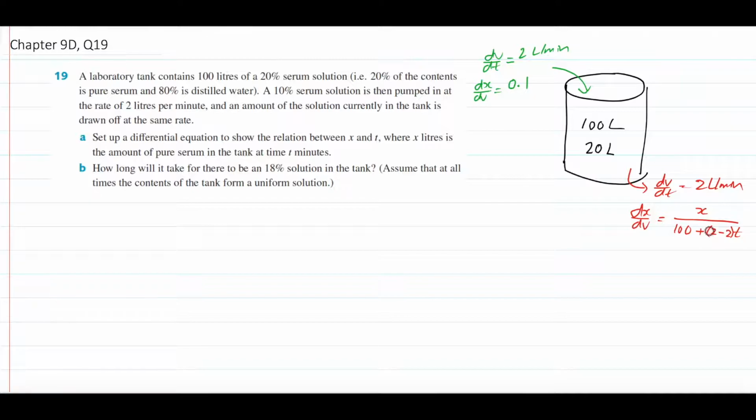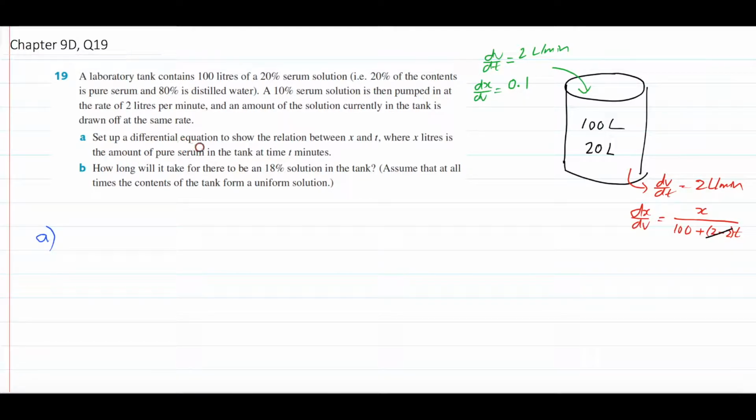But in this case, because you have the same inflow and outflow, they just cancel each other out, so that's pretty convenient. Your dx/dv is just x over 100, okay? So that's your diagram. Make sure you draw your diagram. If you can draw your diagram, guys, you've pretty much done 50% of the question already, okay? So let's have a go at the question.